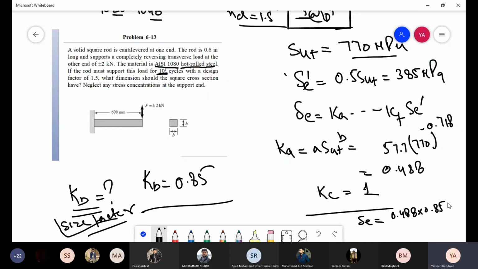by 0.85. Rest of the factor, because there is nothing about temperature, once again reliability, so miscellaneous, so we take them as 1, and so we multiply it with 385, so that gives us the SE equal to 160 megapascal. Okay. So in the last problem we had 1018 steel and the SE was 166 megapascal. Here we have a 1080 steel that has on the face of it much higher strength, but ultimately the endurance limit for the part is lower than that was for 1018 steel.